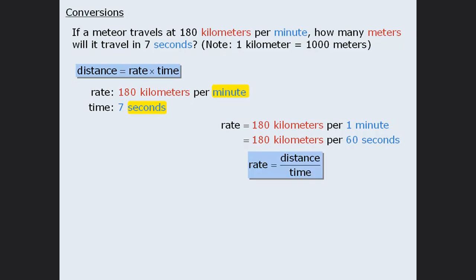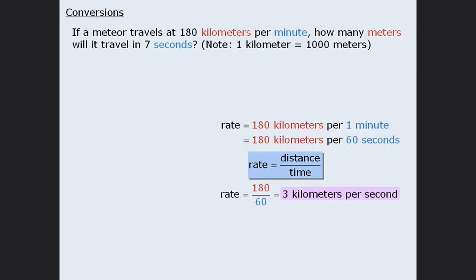So let's apply the rate formula, which says to divide the distance by the time. Well, as it stands now, the information here is telling us that the meteor can travel 180 kilometers in 60 seconds. So to turn this into a unit rate, we divide 180 kilometers by 60 seconds to get a rate of 3 kilometers per second.